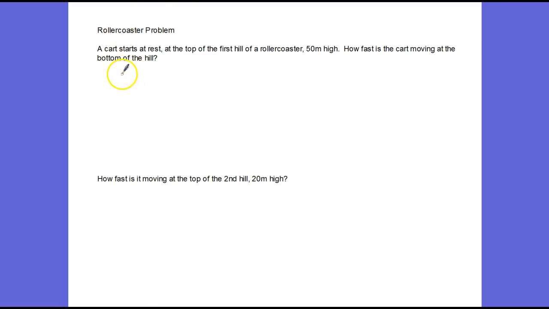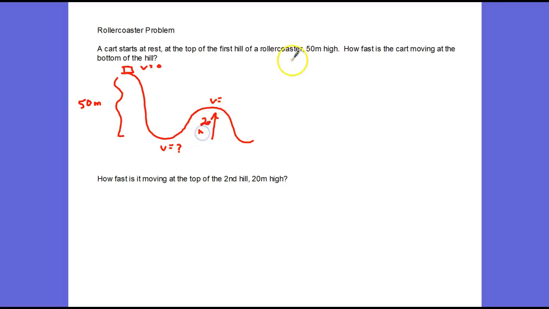So a roller coaster problem. A cart starts at rest at the top of the first hill of a roller coaster. And the first hill is 50 meters high. How fast is the cart moving at the bottom of the hill? And then we're going to find out how fast is it moving at the top of the second hill if the second hill is 20 meters high.